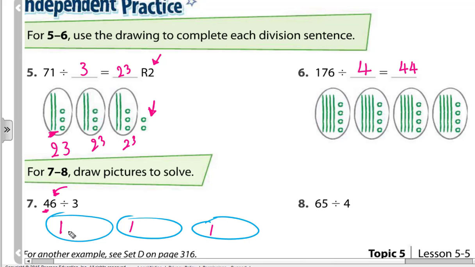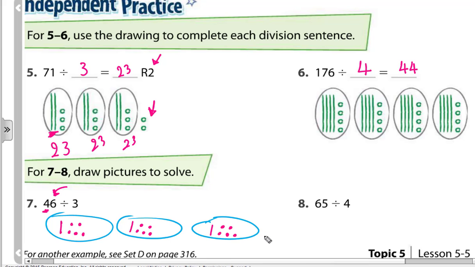I will use the dot for the ones. 1, 1, 2, 2, 3, 3, 4, 5, 6. Count with me, my hero. 7, 7, 8, 9, 10, 11, 12, 13, 14, 15, 16. Okay, now, so we have 16, right?